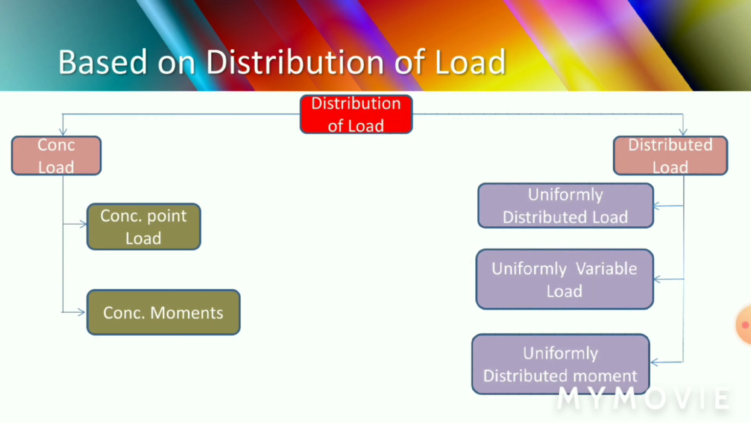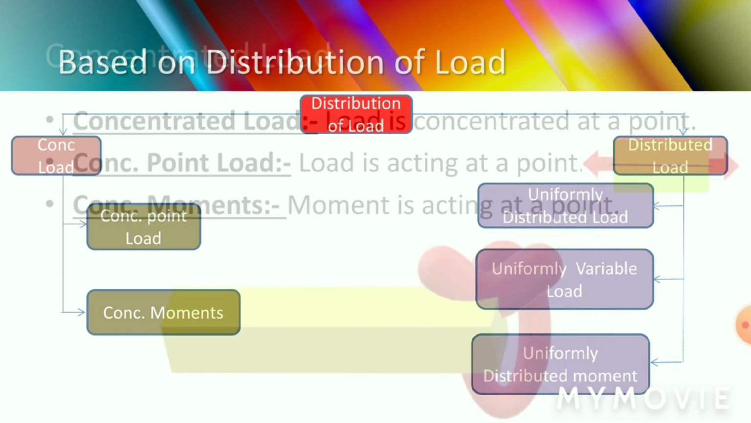Based on distribution, loads are classified into two types: concentrated load and distributed load. Further, concentrated load is classified into two types: concentrated point load and concentrated moments. Distributed loads are further classified into three types: uniformly distributed load, uniformly varying load, and uniformly distributed moment. Let's see what all these are.